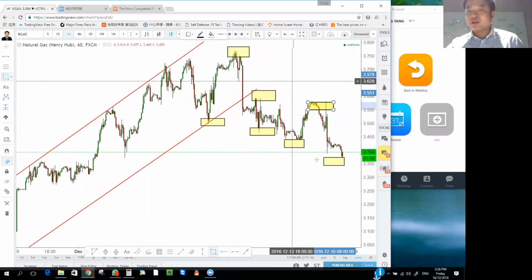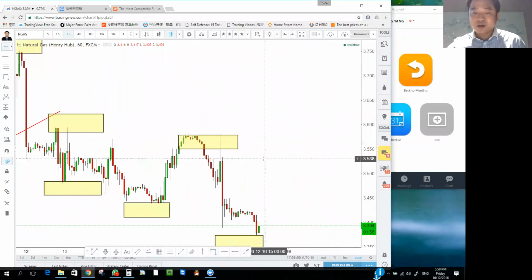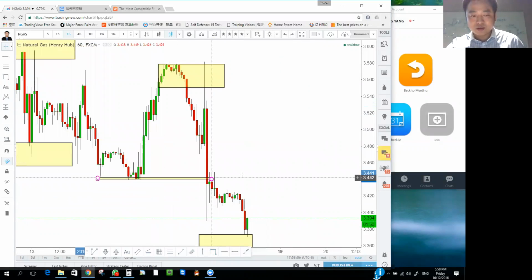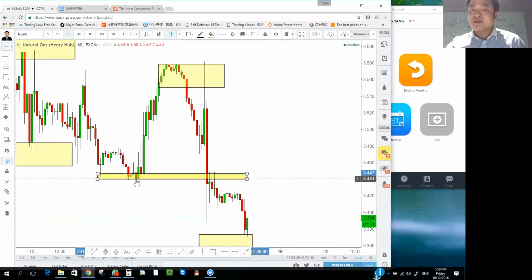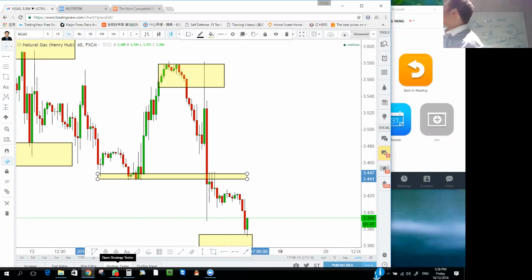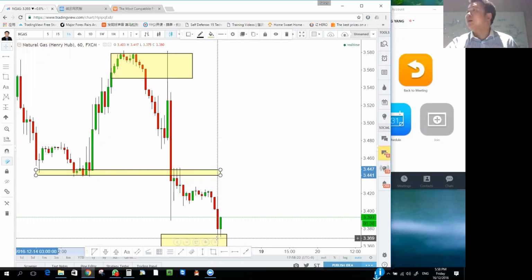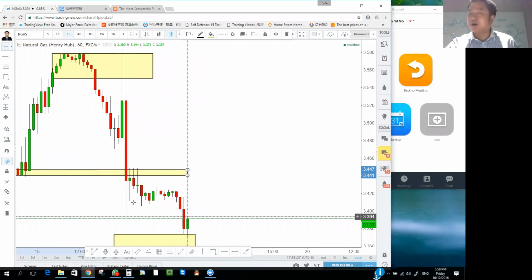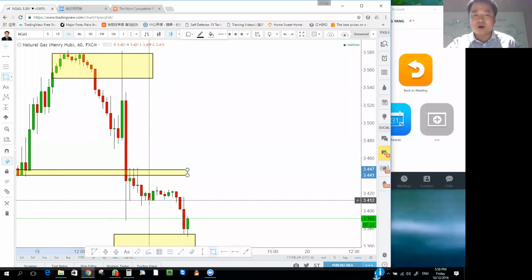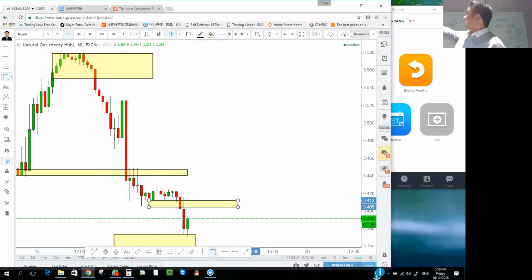Whenever there is a pullback, you see here is a very, very good structure. When it breaks down this level, immediately we have 1, 2, 3 candles retesting the structure and cannot break above. And that's why you're short. You short there and you now earn money, right? And the good thing is it continues to make lower lows. And right now, even though it is bouncing, we know that this level is very hard for it to break.